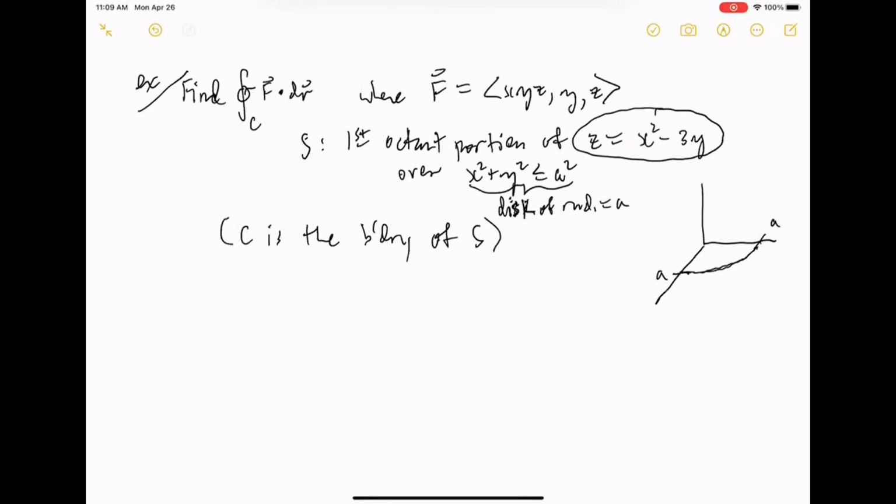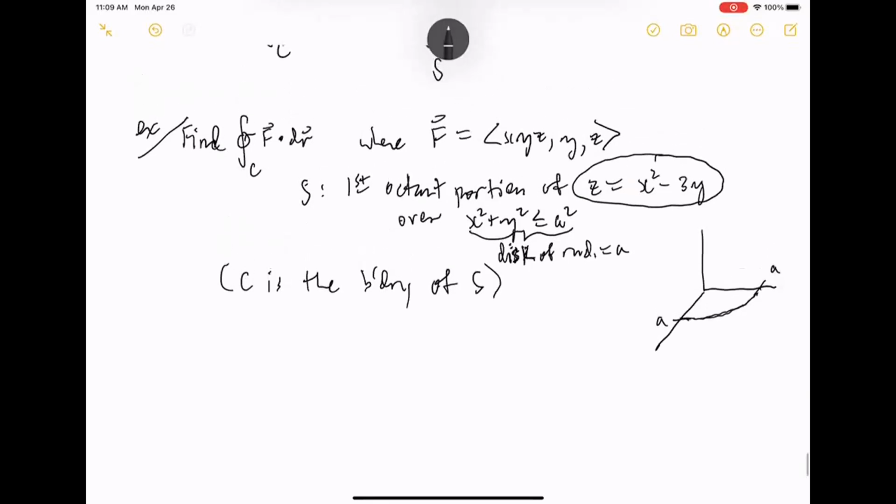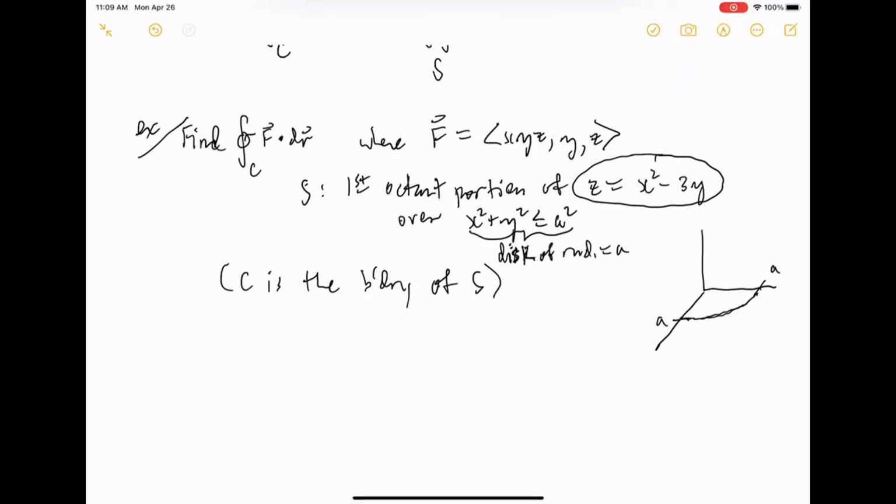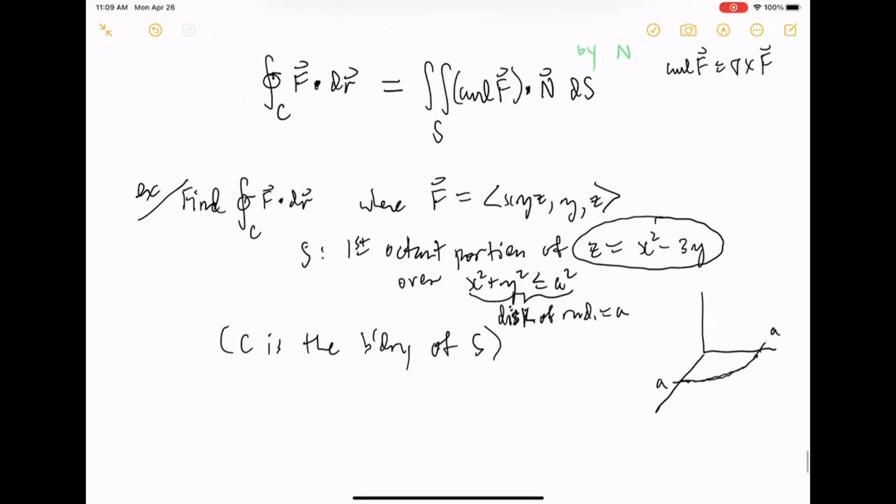Okay, so look, what does z equal to x squared minus 3y look like over in the xz plane? In case you forgot, x is coming out at us, y is going to the right, and z is straight up. What would this surface look like in its intersection with the xz plane? Yes, an upward facing parabola. It would be the parabola z equal to x squared.